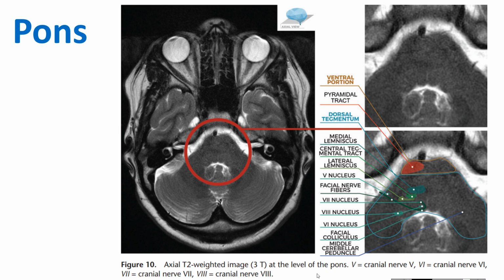This is the cross-section MRI in magnified form to match the internal structure with the MRI. This is the ventral part of the pons, the pyramidal tract, and the posterior part is called the dorsal tegmental part. This is the internal structure of the different nuclei: the nucleus of the seventh cranial nerve, eighth cranial nerve, in addition to the facial colliculus and middle cerebellar peduncle on both sides.